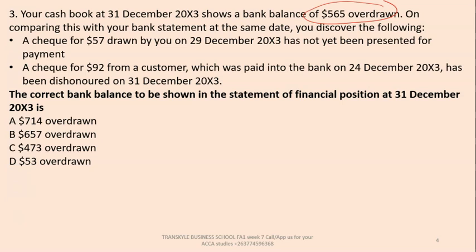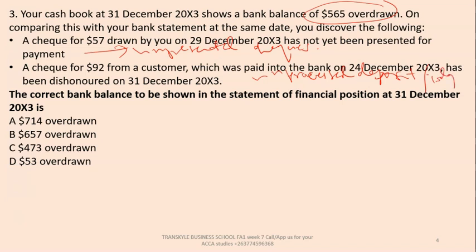On comparing with your bank statement at the same date, you discover the following. A cheque of 67 drawn by you on 29 December has not yet been presented. So this one is an unpresented cheque, or payment not yet processed. Then a cheque for $92 from a customer, which was paid into the bank on 24 December, has been dishonored. This one has got the same effect as an unprocessed deposit, or outstanding lodgement.